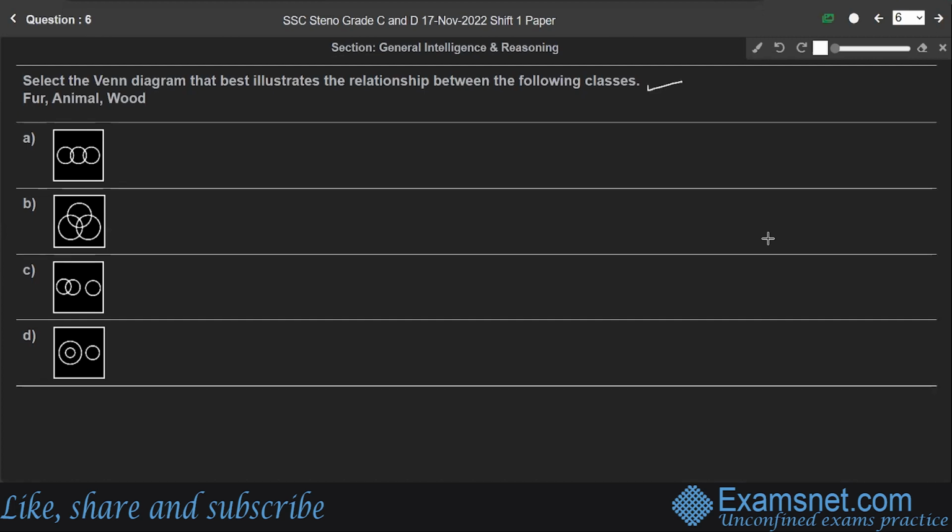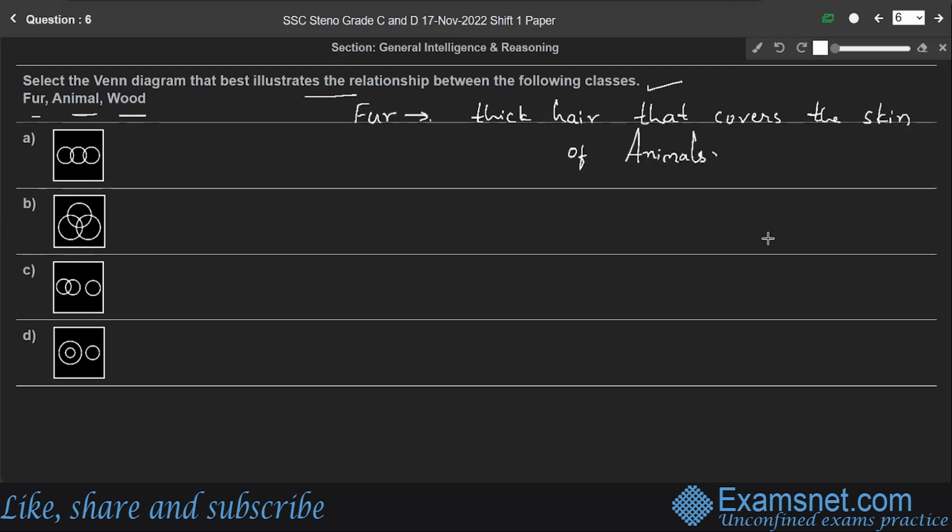Question number 6. Select the Venn diagram that best illustrates the relationship between the following classes: fur, animal, and wood. When it comes to the word fur, it is nothing but thick hair that covers the skin of animals. That means it's a part of the animal.